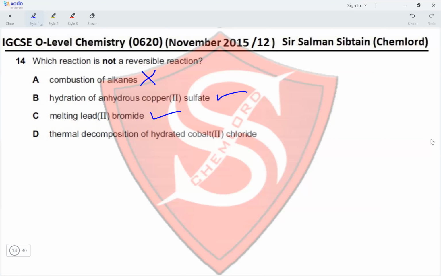And thermal decomposition of hydrated cobalt chloride. So this would release water. So once water is removed, we can get back water by adding water to the anhydrous cobalt chloride salt. So in this way, the reaction becomes reversible. Therefore, the correct option for this question is option A.